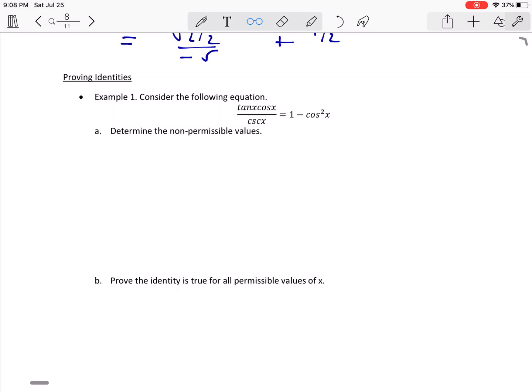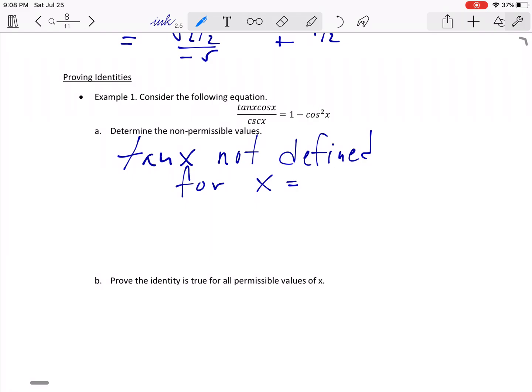First off, we can look at the non-permissible values. So we've done this before. Remember, tan x has asymptotes, and so it's not defined for x equal 90, 270, and so on. Notice how the question here doesn't specify whether to give angles in radians or degrees, so when that happens it doesn't matter which one you use.